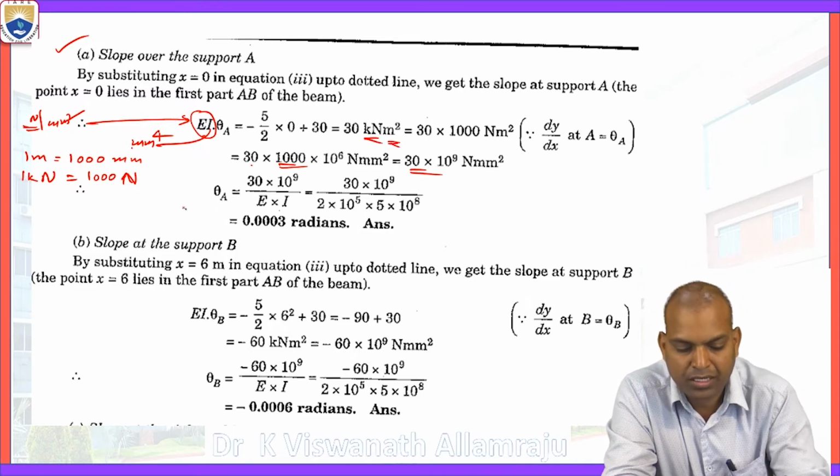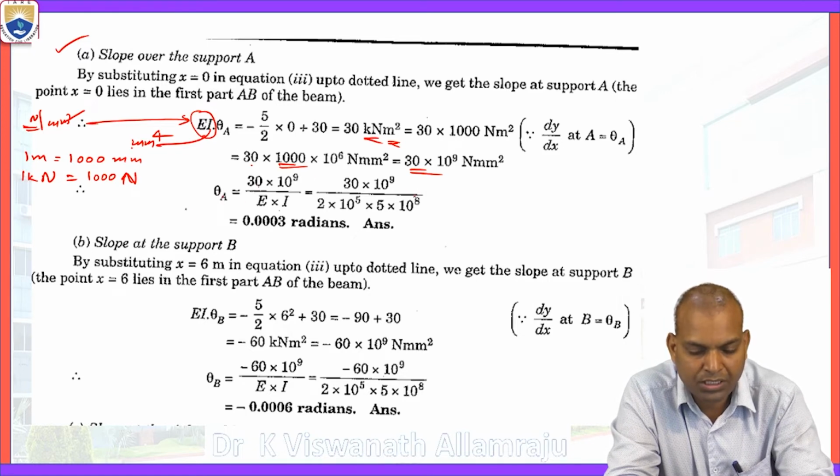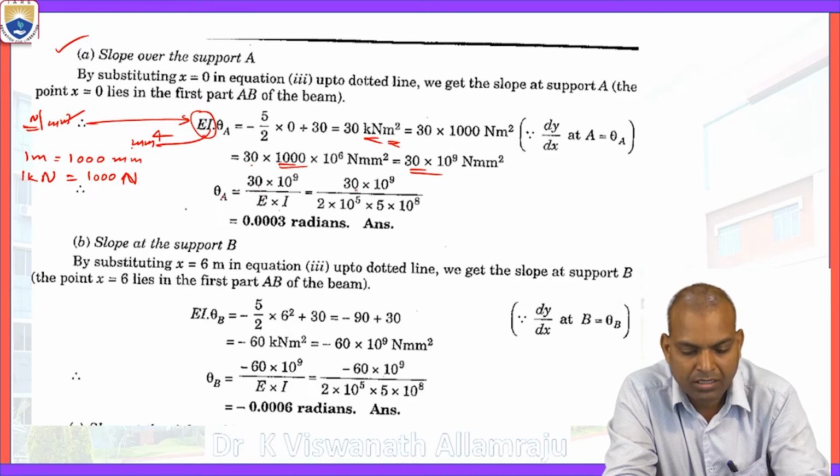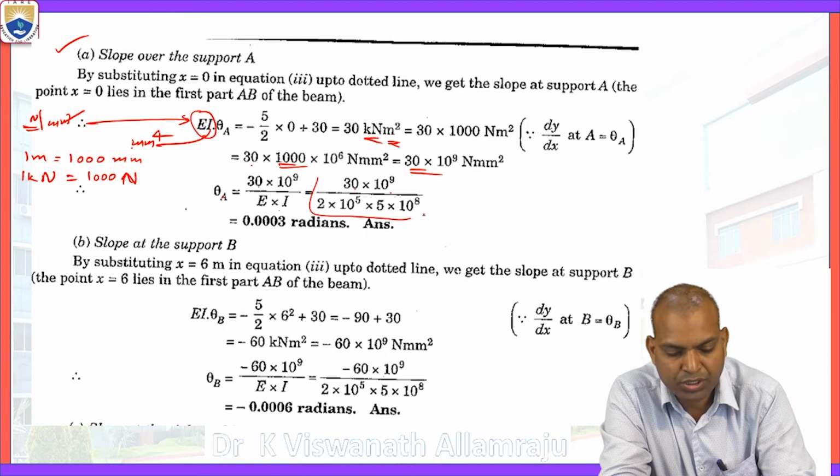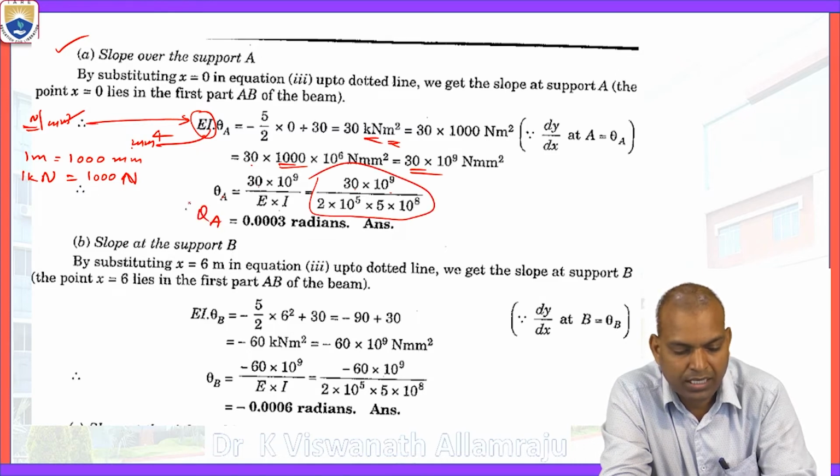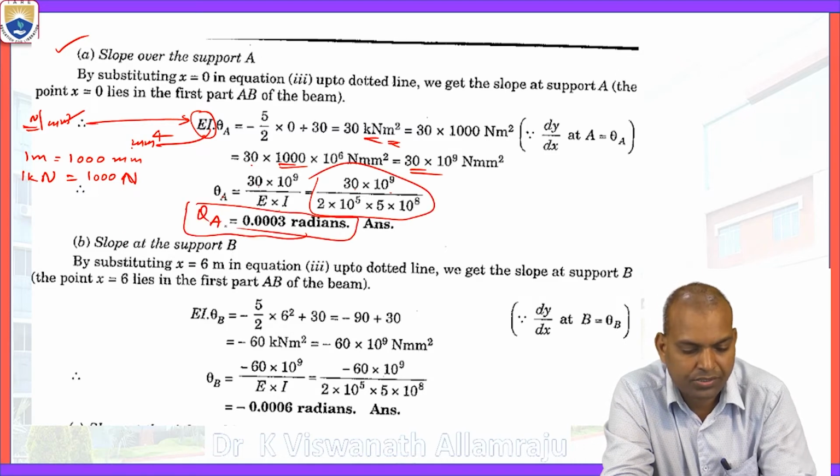That is 30 times 10 power 9. That is, theta A equal to 30 into 10 power 9 by EI. E is 2 into 10 power 5, and I value is 5 into 10 power 8. After substituting, we get theta A equal to 0.003 radians.